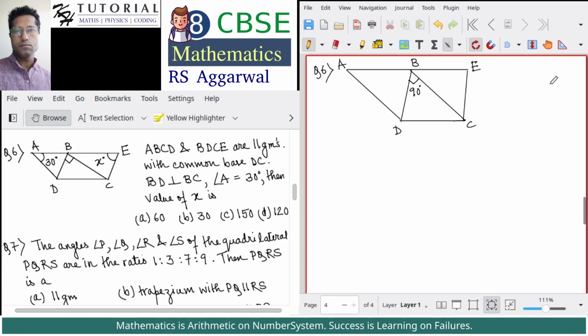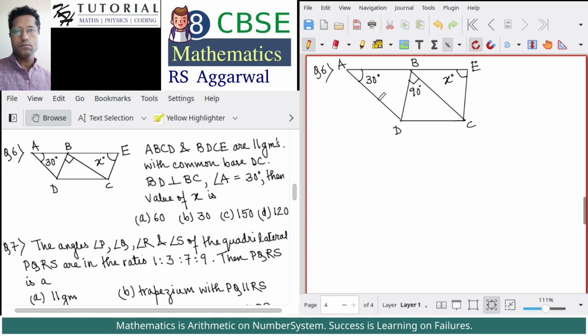And angle A is 30 degrees. Then what is the value of x? This angle E is labeled as x, and we have to find x. The angle is given as x degrees, so x will be a number value. This is 90 degrees, and this is 30 degrees.